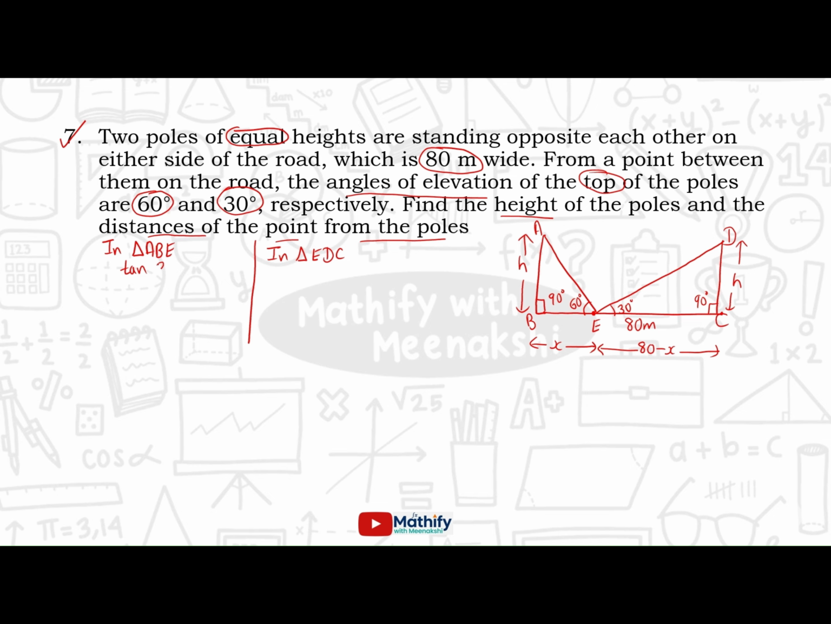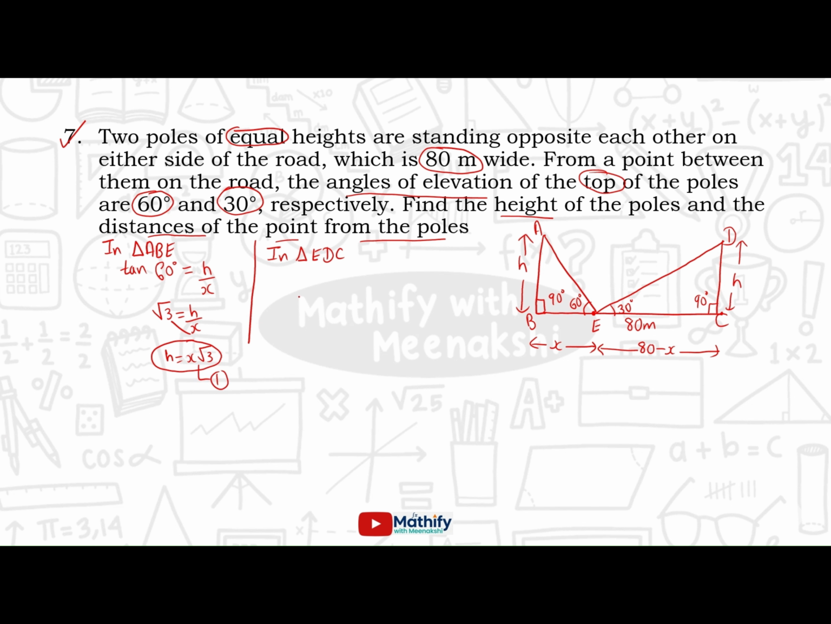Tan 60 degree is equal to P by B. That means H by X. Now what is tan 60? It's root 3. Root 3 is equal to H by X. Just do the cross multiplication. H is X root 3. This is our first equation.